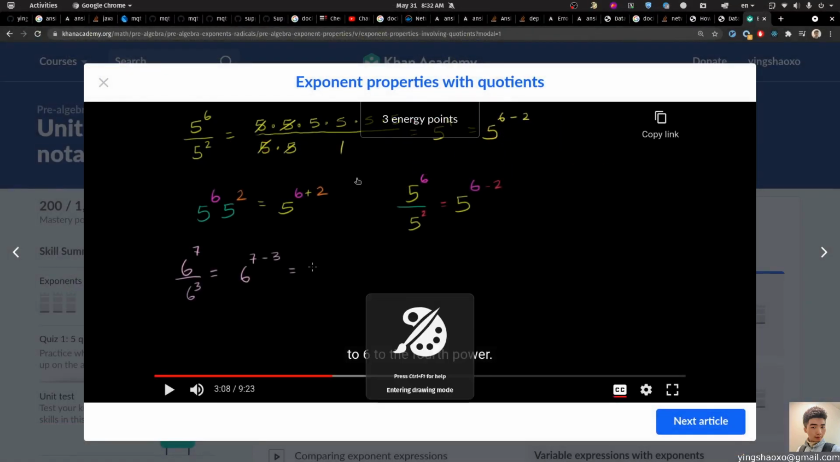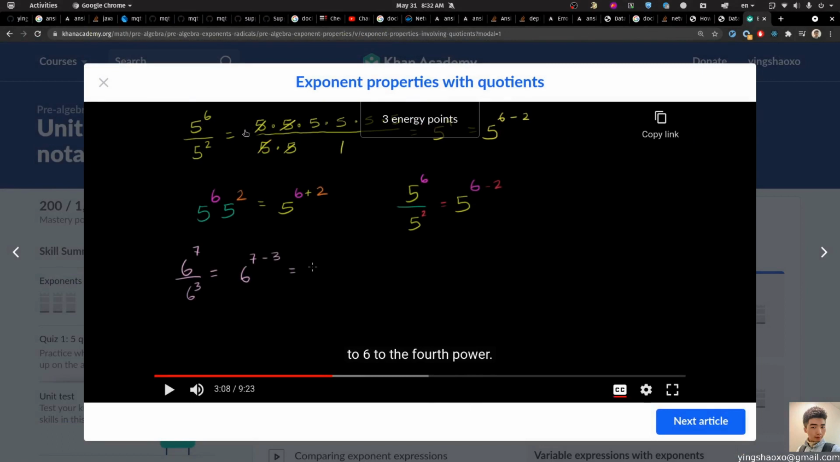If you want to know why, it's also possible to see, because 5 to the power of 6 equals 6 numbers of 5 divided by 2 numbers of 5. And if you cancel out the same stuff, you're left with 4 numbers of 5. That's why in the end you get 5 to the power of 4.